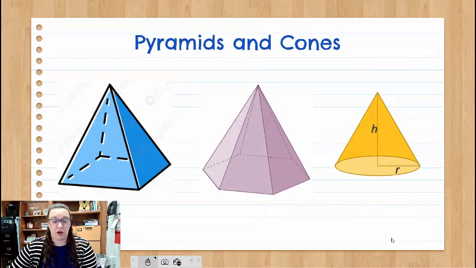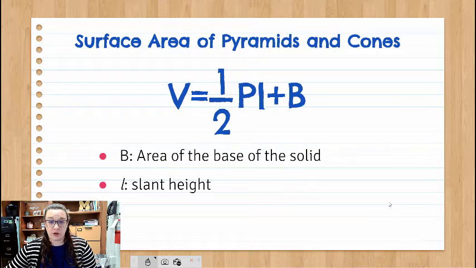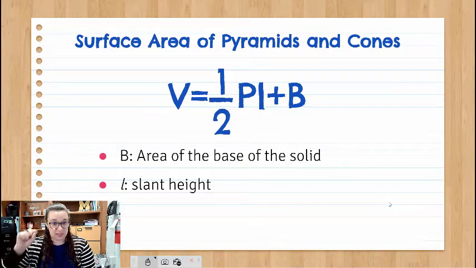Let's look at the formula we're going to use. It is surface area equals 1/2 perimeter of the base times L, which is new to us. It's called the slant height, plus the area of the base. The slant height is the distance from the apex, the tip top of the pyramid or cone, to the edge.